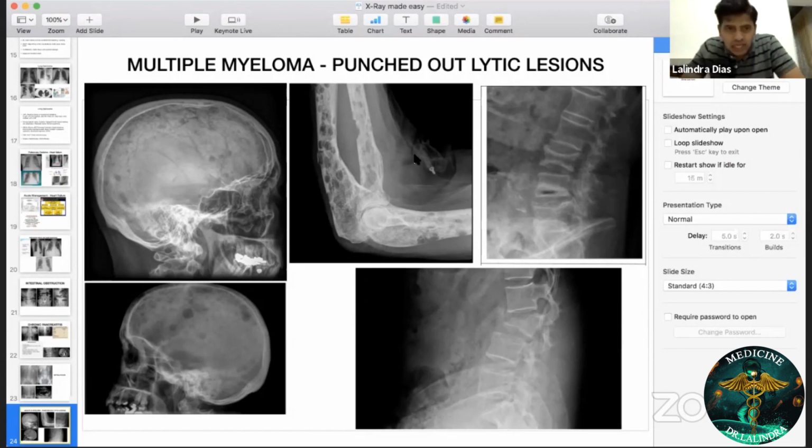So what are the bone lesions? They get osteolytic or punched out lytic lesions. So CRAB comprises the diagnosis of multiple myeloma. There are many more features which I am not going to teach now because that has to be taught in a separate class.